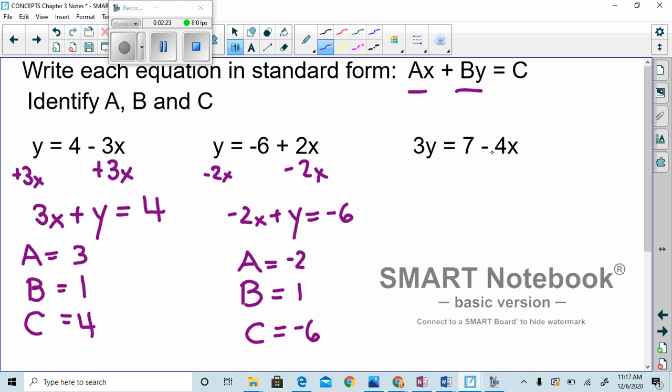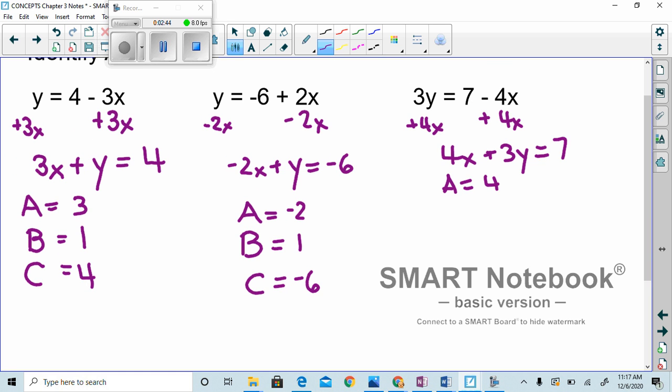Last problem. Let's add the 4x so that we can get those two variable terms on one side. I now have 4x plus 3y equals 7. The a is equal to 4. The b, which is the coefficient in front of y, is 3, and the constant c is 7.